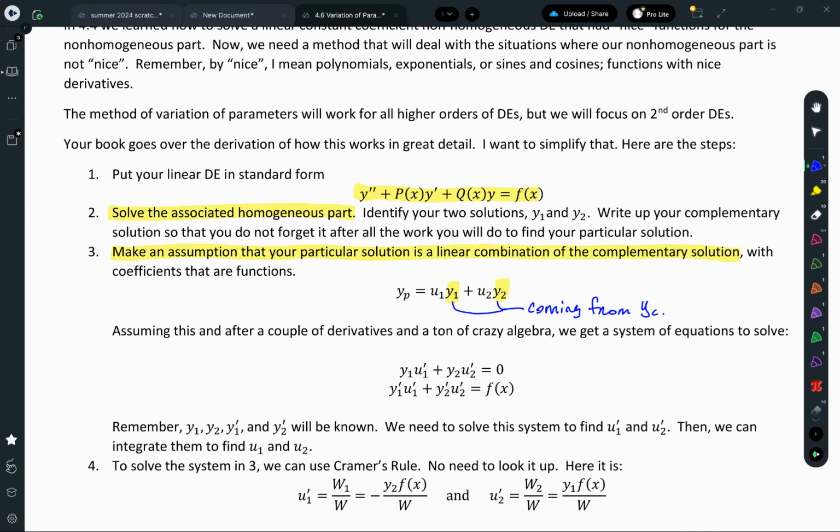Okay, so y1 and y2, those are coming from y sub c. So when we write up our complementary solution, be sure that you're clear on which one is y1 and which one is y2, and don't let them switch places. Like, have it set in stone. y1 is this one, y2 is that one, and then you're going to work with them with those names, okay? The u1 and the u2, this is what we try to find using the variation of parameters.